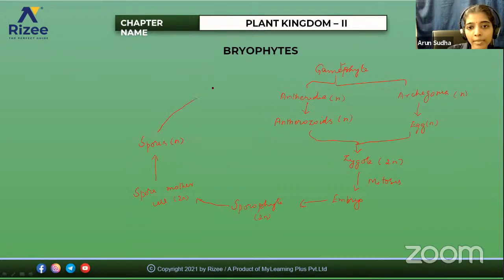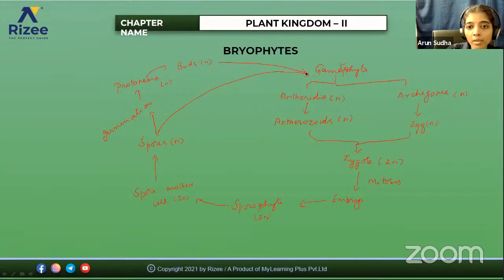And these spores can either directly grow into a new gametophytic plant. Or in some cases, these spores undergo germination and form the structure that is called Protonema. And these Protonema develop into buds and they form the new plant, that is the new gametophyte. So here this happens directly.